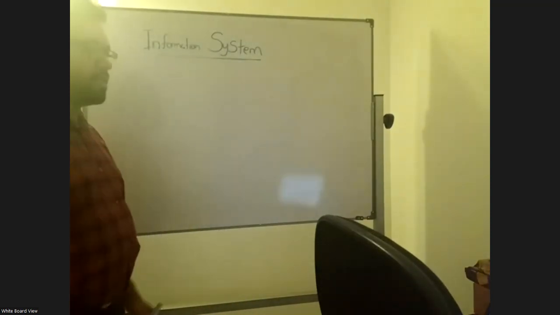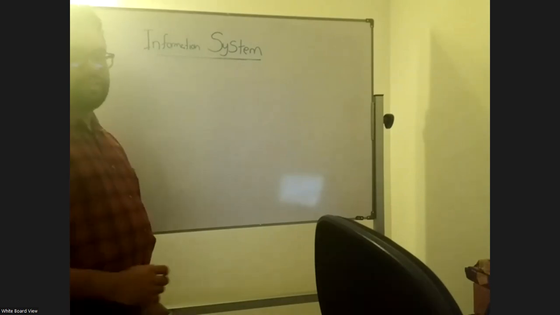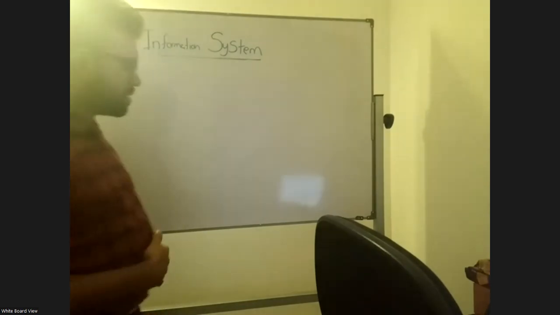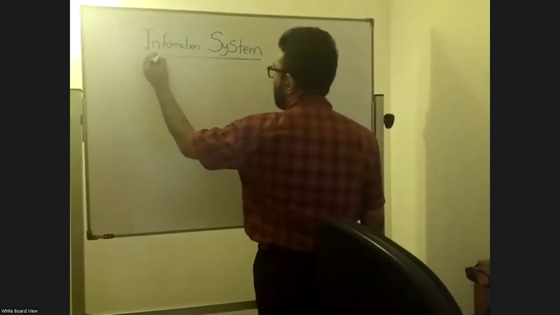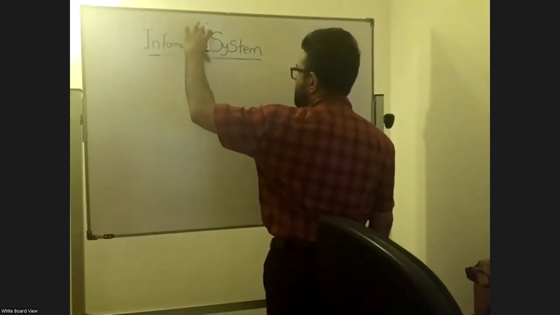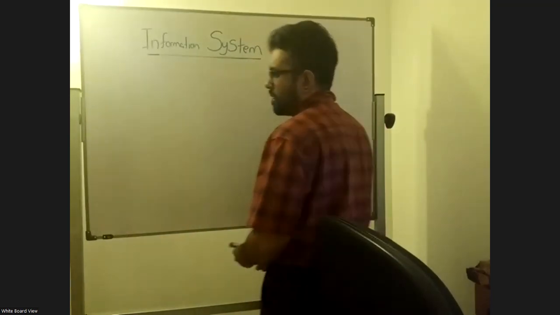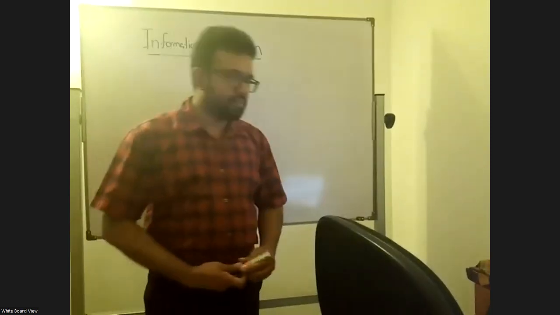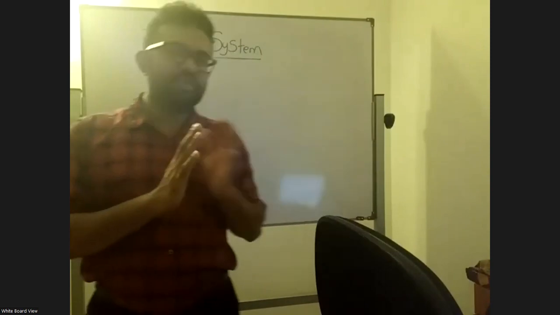Information system. In the actual definition of an information system, we'll discuss it. The actual definition of an information system: it has a set of components. Right? In grade 10, initially you don't have that definition.